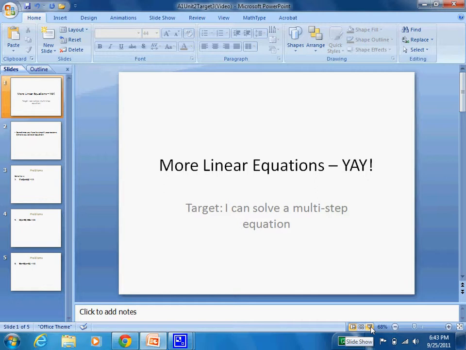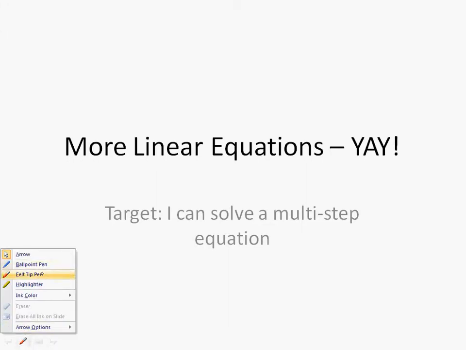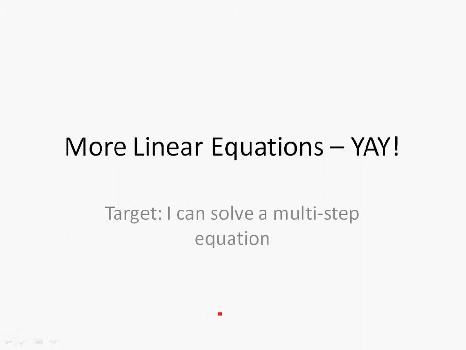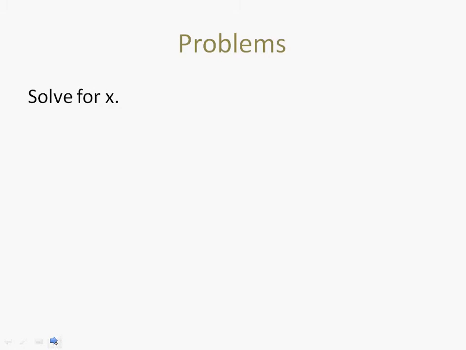So let's get to today's learning target. Our learning target for today: I can solve a multi-step linear equation. We've done one-step, we've done two-step, now we have multi-step ones. Sometimes you have to simplify expressions before you solve an equation. So that's what we're going to have to do in some of these problems. We'll do a little simplification, and then it just becomes one of those little two-steps that you're already awesome at and you'll be able to ace. So we're solving for x still.